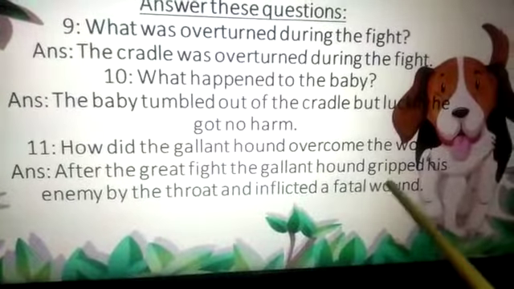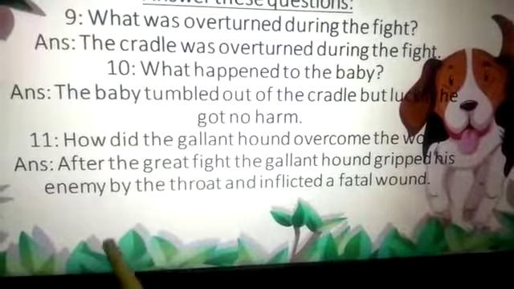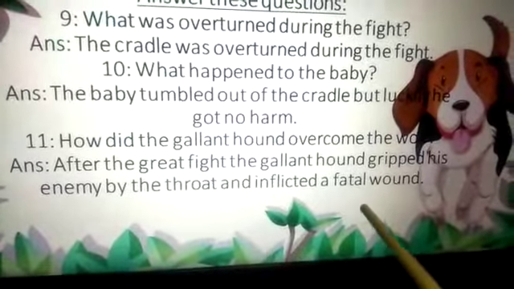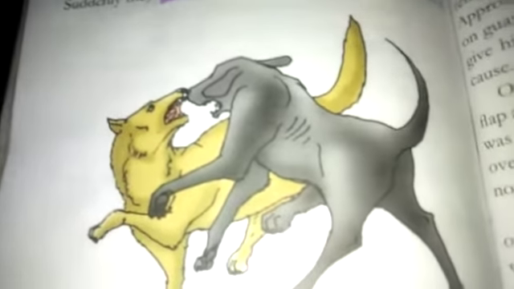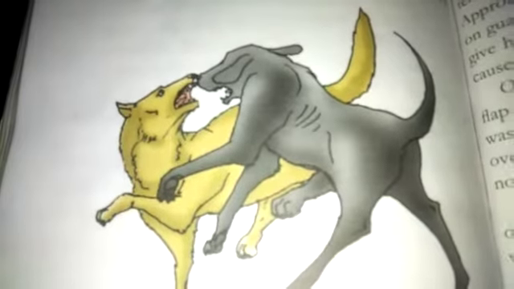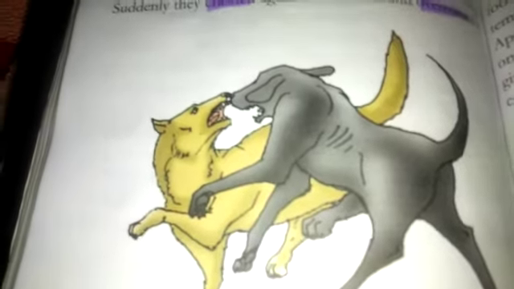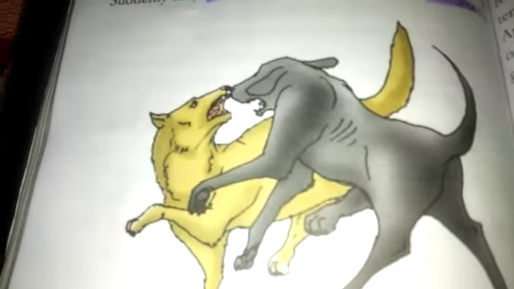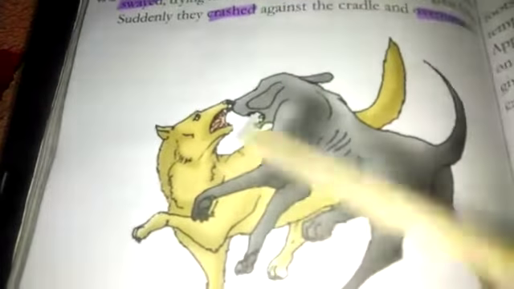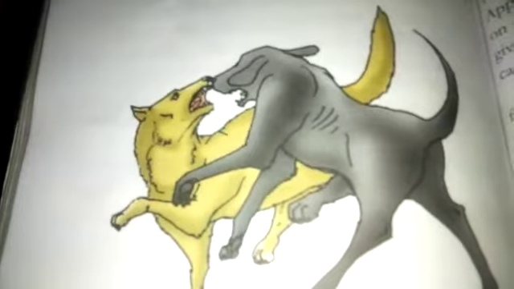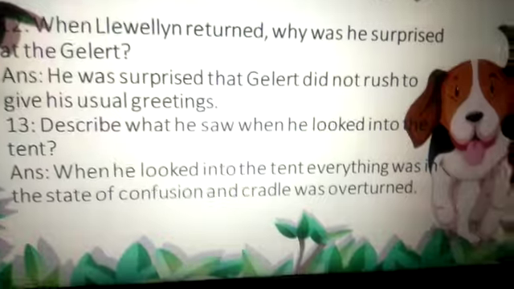How did the gallant hound overcome the wolf? After the great fight, the gallant hound gripped his enemy by the throat and inflicted a fatal wound. Now look at this. As you can see in the picture that they are fighting with each other, and how the gallant hound overcame the wolf. There was a wound. Okay, we don't have sufficient pictures in this chapter, so I am showing just the pictures which are available. Okay, let's move to the next question.